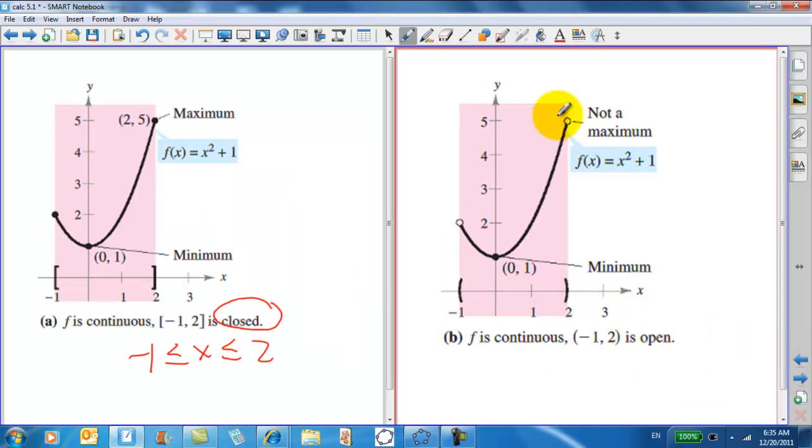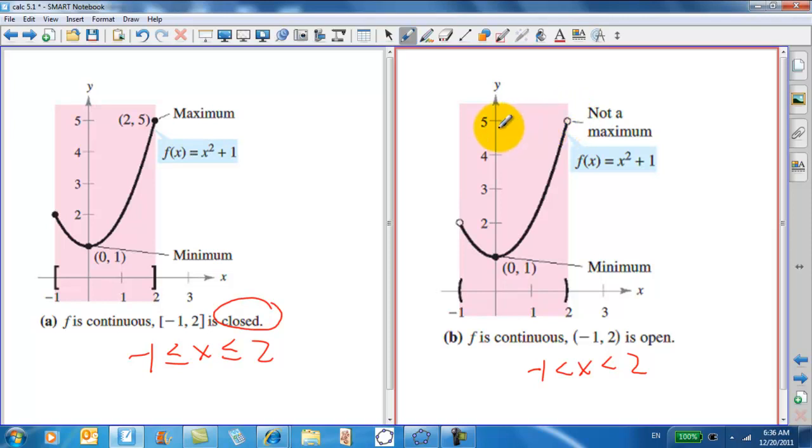Now, here's the same function, x squared plus 1, but now it's an open interval. That is, -1 is strictly less than x is strictly less than 2, so we're not including the endpoints of the interval. In this case, we still get our minimum at (0, 1) because 1 is the lowest value, but we don't really have a maximum anymore, because there's no way to name what this point is just below 5.